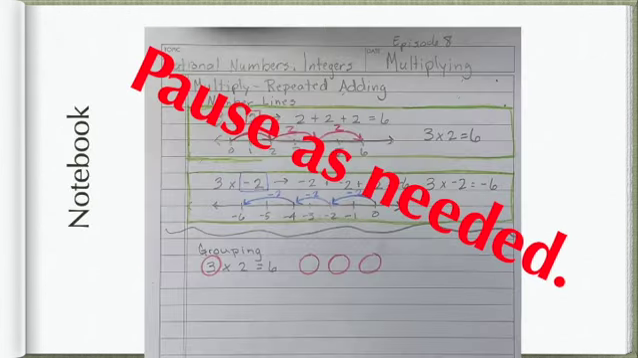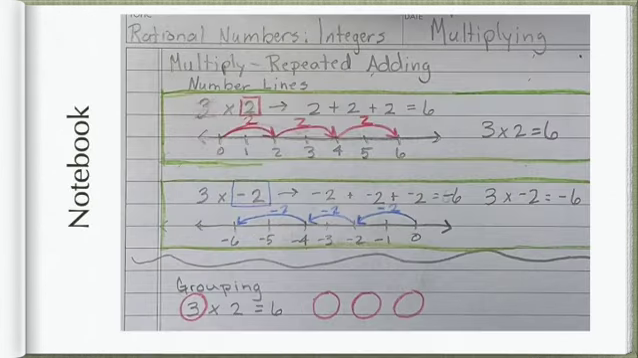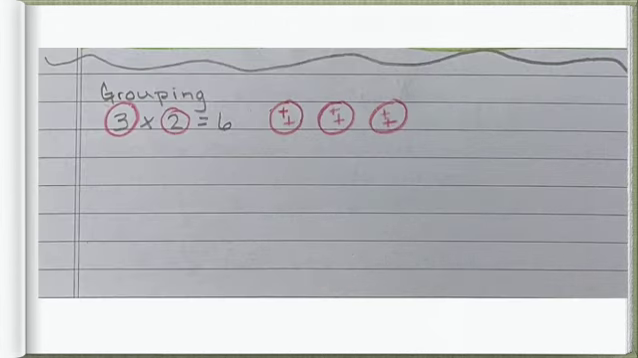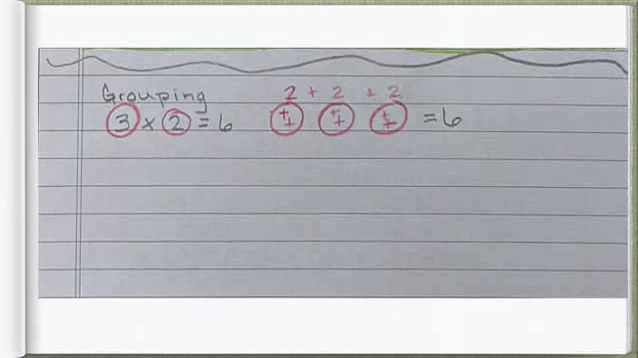Let's write it in our notebooks. So this time I'm titling it grouping, and we're going to start with 3 times 2 equaling 6. The 3 is positive, so we first draw 3 positive circles. Inside those circles, we put 2 positive signs because our second number is 2. So 3 groups of 2. That means the model is showing 2 plus 2 plus 2, which is 6.